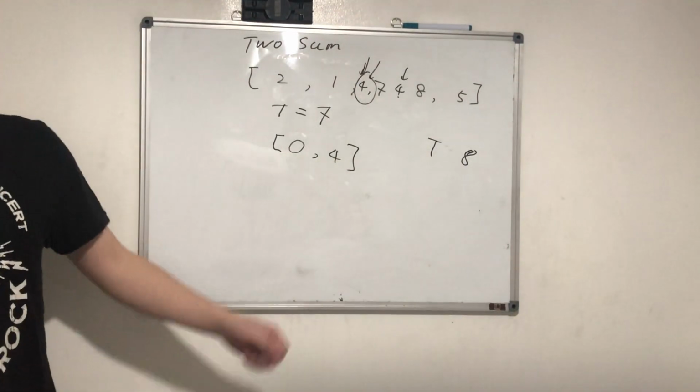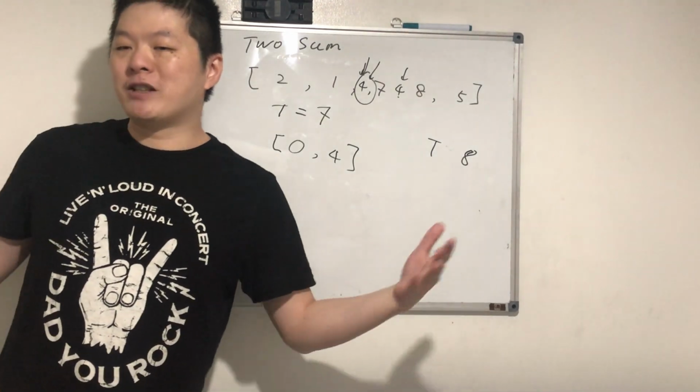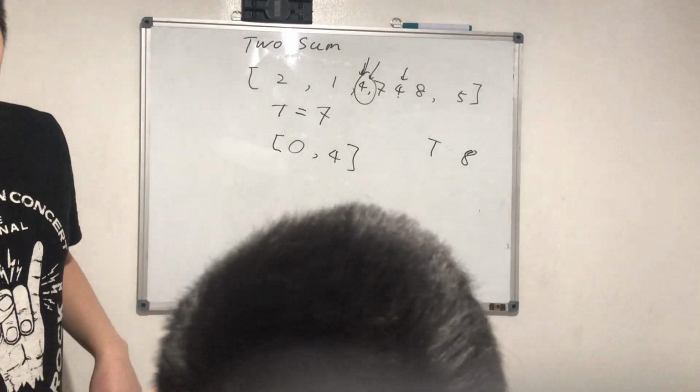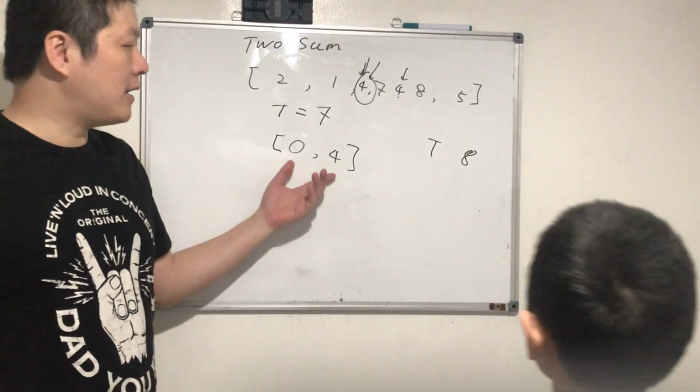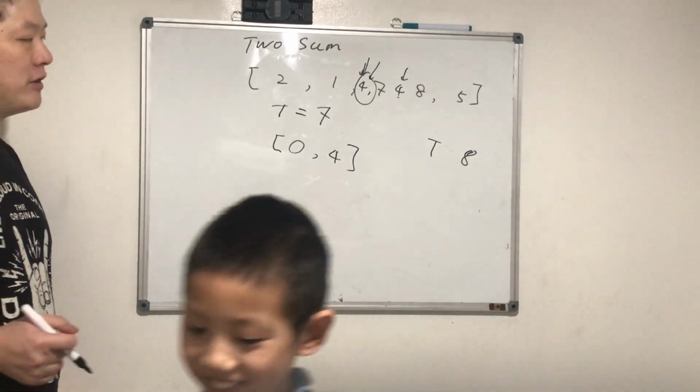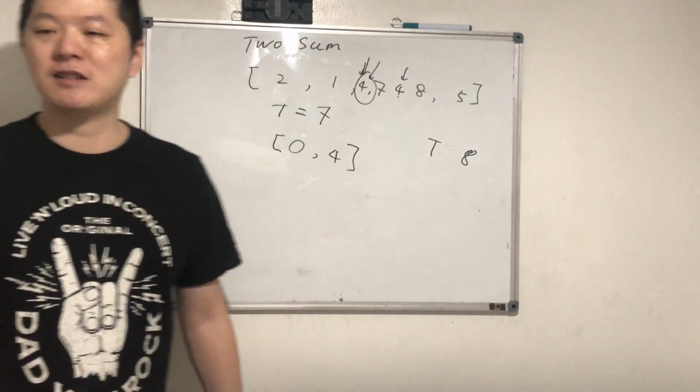So if there are multiple solutions, return any one of them, okay? Potentially the first pair. Does it make sense? Okay, so any idea how we're doing this? Remember we talked about brute forcing. Yes, brute forcing. So how are we brute forcing this kind of thing?